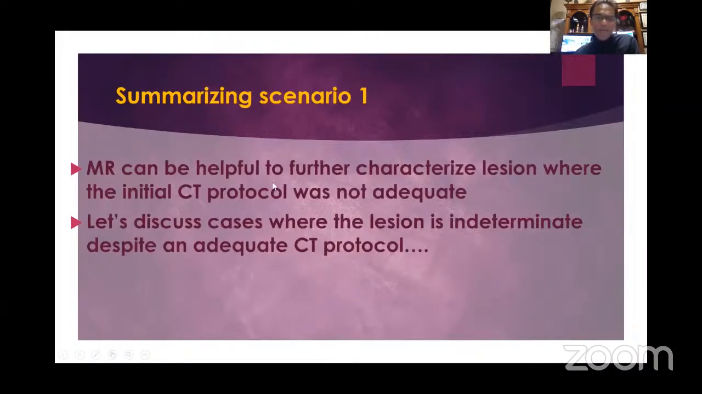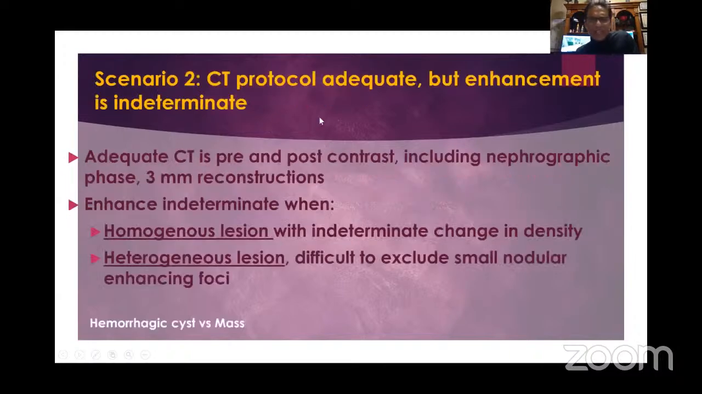Summarizing scenario 1, MR can be helpful to further characterize lesions where the initial CT scan protocol was not adequate. So let's see whether MRI can be helpful in indeterminate lesions despite an adequate CT protocol. So here the protocol is adequate, but still the lesions could be non-diagnostic because in a homogeneous lesion, if there is an intermediate change in density, that is increase in density less than 20 Hounsfield unit but more than 10 Hounsfield unit, then those lesions are going to be indeterminate.